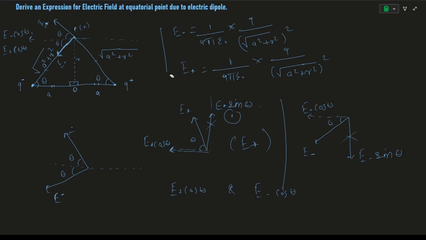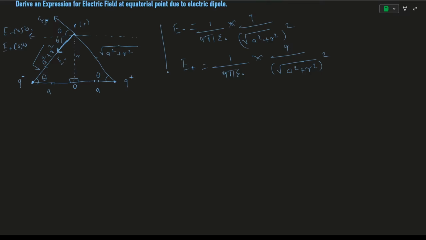Now I will just clear this. From this figure we can say that the net electric field will be in this direction, and the net electric field will be the electric field due to this component plus electric field due to this component. If we add these two components, it will look like this.